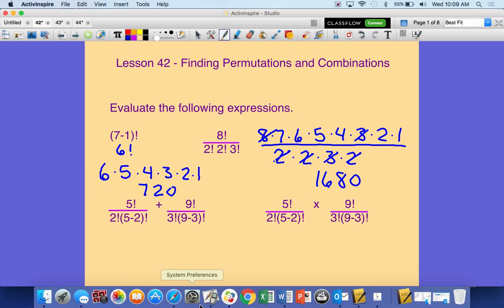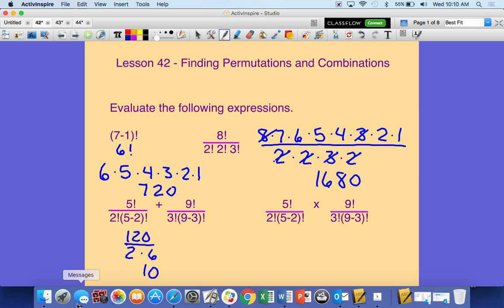All right, when we come down here to this problem, what you're going to start doing is simplifying these as much as you can. 5 factorial is 120, divided by 2 factorial, which is 2, and 5 minus 2 is 3, 3 factorial, 3 times 2 times 1 is 6. 120 divided by 12 is 10. And that's something you can do in your head very easily.